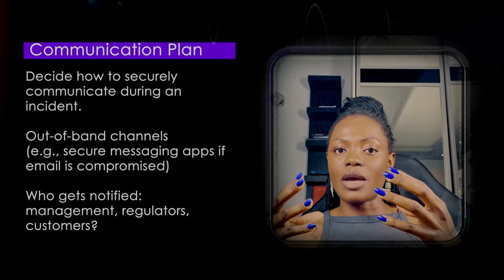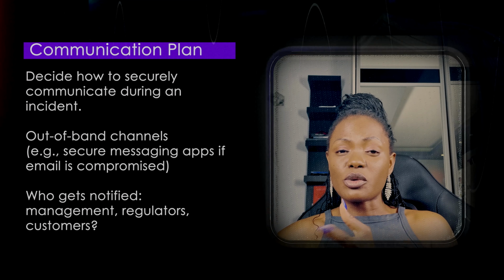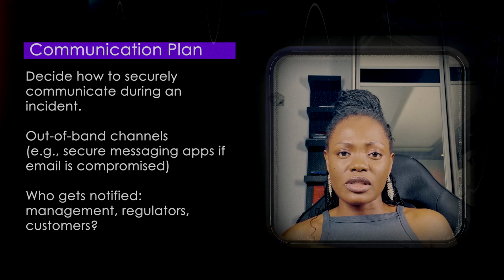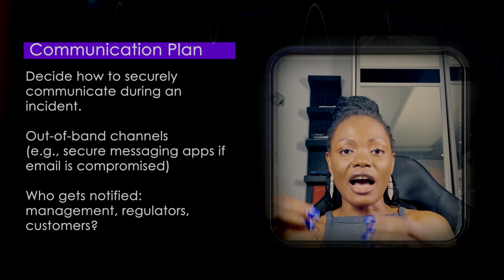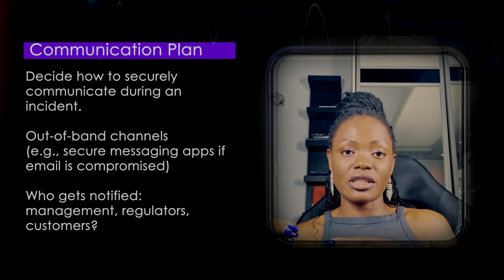Now, there's also a communication plan in this preparation stage. We have a communication plan where we notify the management. Sometimes we have to notify the regulators. Let's say, for example, you have a breach that is related to GDPR. You have to inform the regulators around GDPR to let them know that customer data or employee data has been exfiltrated.